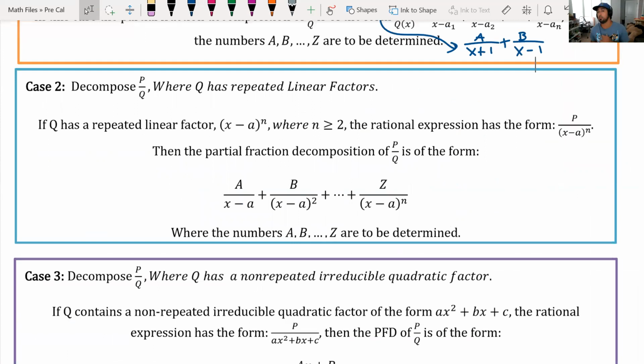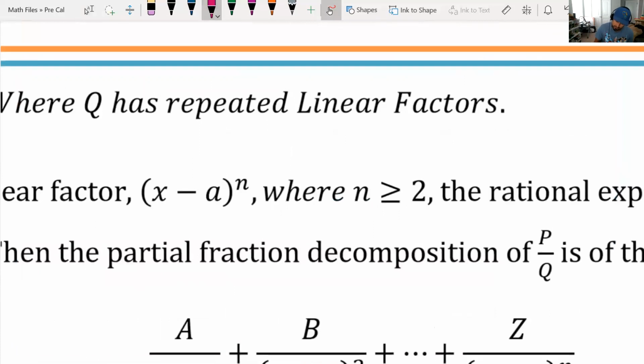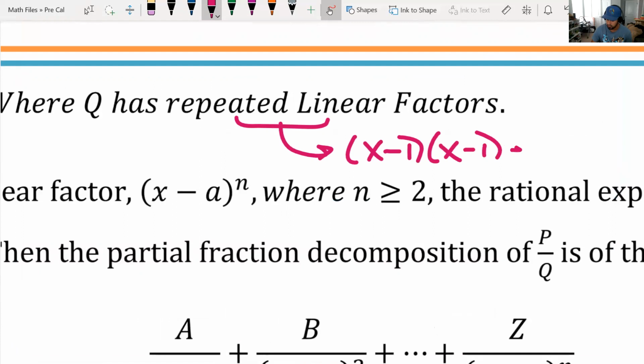Case 2, very similar to case 1. Now the denominator Q has repeated linear factors, meaning you have the same linear factor repeated n amount of times. So if Q has a repeated linear factor, and of course, let me just do examples for all of these so we know what we're talking about. A repeated linear factor would mean I have x minus 1 times x minus 1, or x minus 1 squared, x minus 1 cubed, x minus 1 to the 5th, to the 20th. As long as that factor is constantly repeated, it is a repeated linear factor.